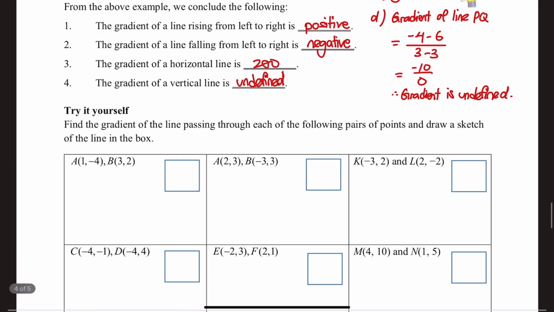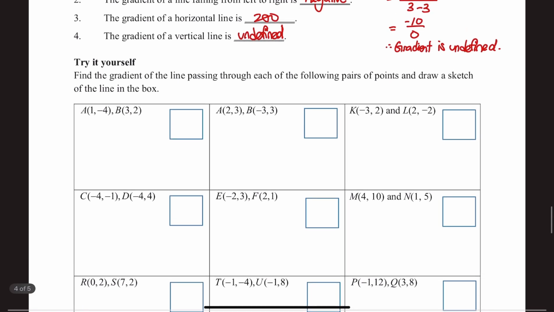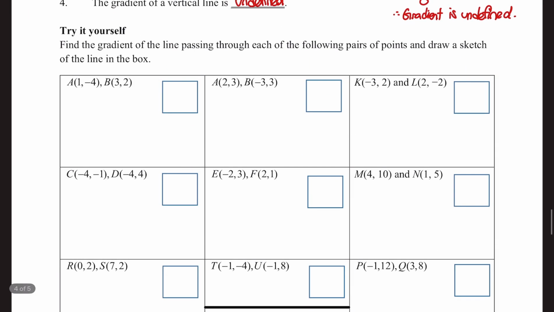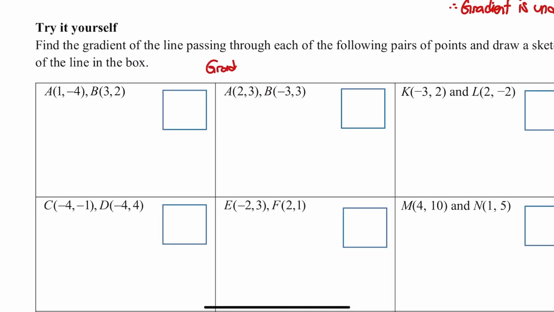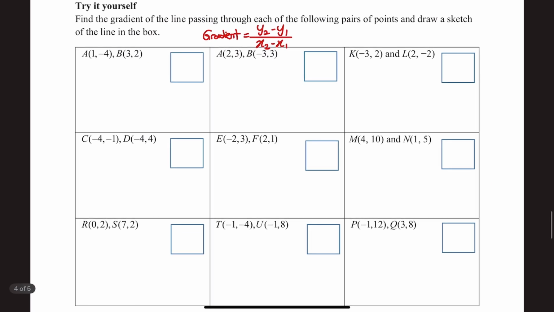Okay, if you're able to follow, can you now try this part by yourself? Very simple questions to ask you to find out the gradient of these lines here. All you need to do is apply the formula. So the formula again, I write over here: gradient is equal to y2 minus y1 over x2 minus x1. Then from here, you can calculate all these gradients. You can pause this video here first, finish up these questions, then continue playing this video to go through the answers, okay?